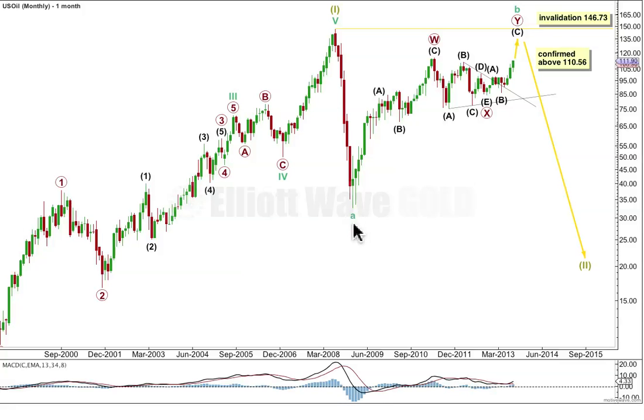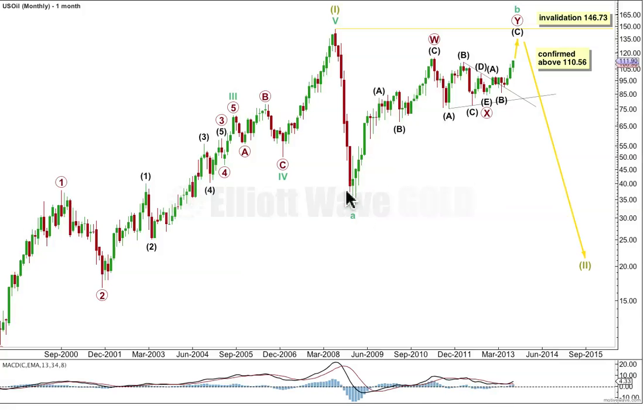When the A wave subdivides as a 5, the structure we're looking at is a zigzag, and within a zigzag the B wave may not move beyond the start of the A wave. Movement above 146.73 would invalidate this wave count at supercycle degree. Cycle wave B looks like it's unfolding as a double zigzag.